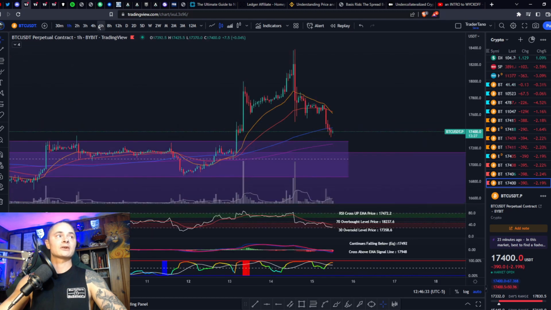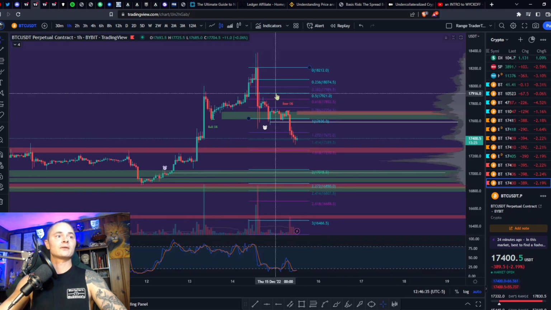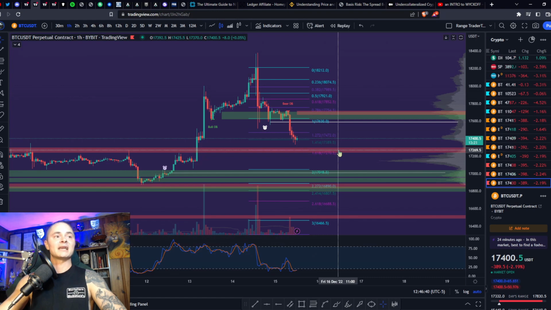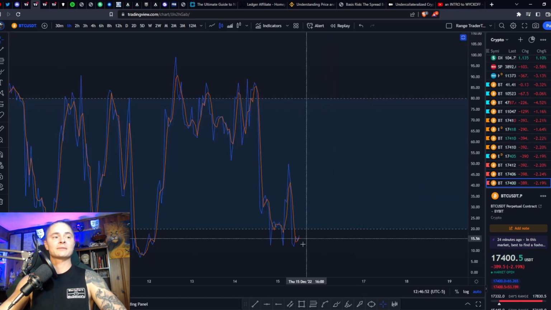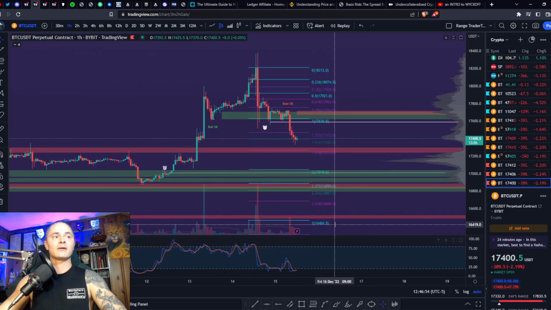All right, so let's go back to order blocks. Here, basically at the top of the range, you have the 1.618 and this order block at about 17,300. Stochastic is pointed to the upside coming out of extreme zones right now.